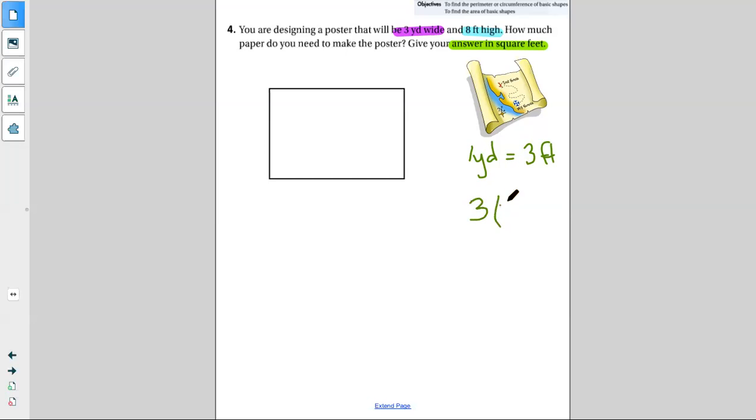So I'm gonna multiply 3 by 3 here, and that's gonna give me a total of 9 feet, right? So I'm gonna label this side here as 9 feet, which would also mean the top of it is 9 feet. And then I'm also going to label my other side here as 8 feet.